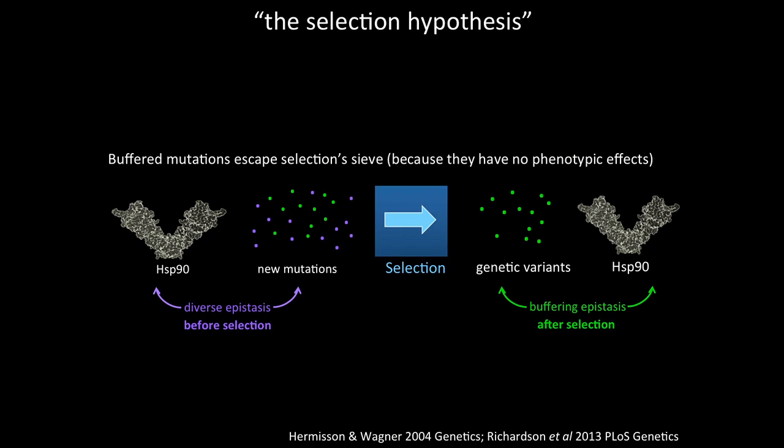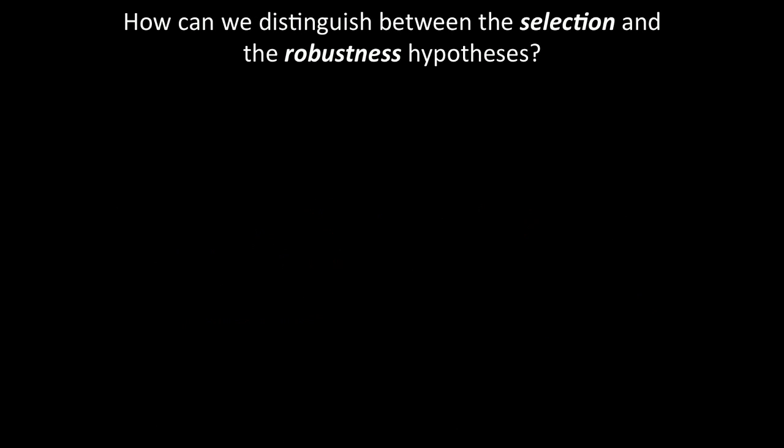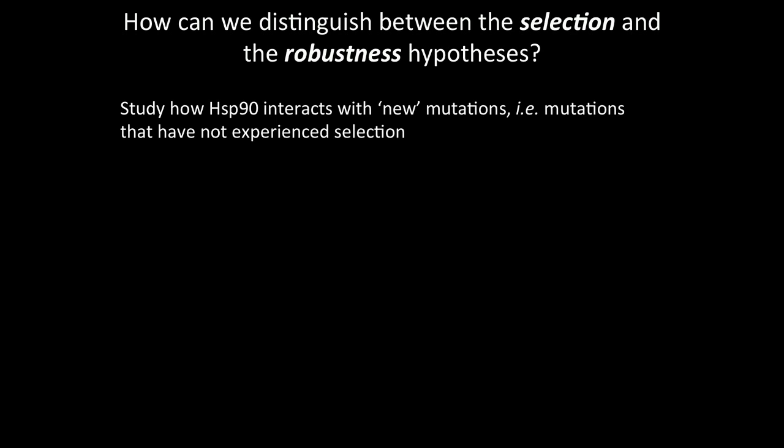But there's another more straightforward hypothesis as to why Hsp90 tends to buffer the effects of genetic variation found in nature, and that's that Hsp90 just is a buffer. It buffers genetic variation in nature, it buffers the effects of new mutations. We call this the robustness hypothesis because, if it's true, it means that Hsp90 makes genomes more robust to the effects of new mutation. To distinguish between the selection and the robustness hypothesis, I'm going to study how Hsp90 interacts with new mutations and whether it tends to buffer their effects.